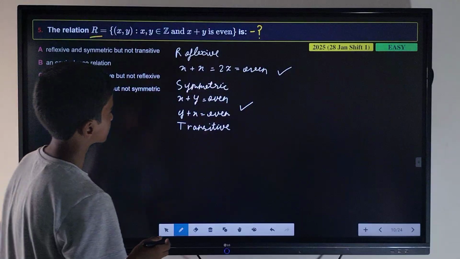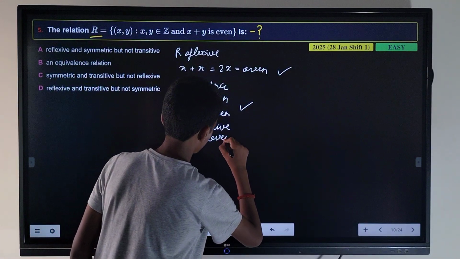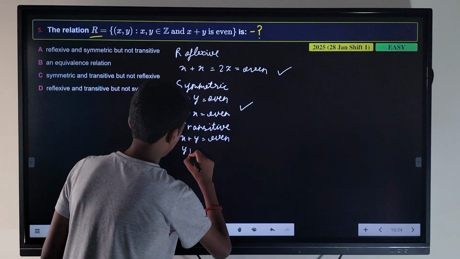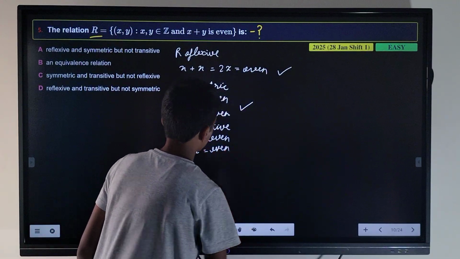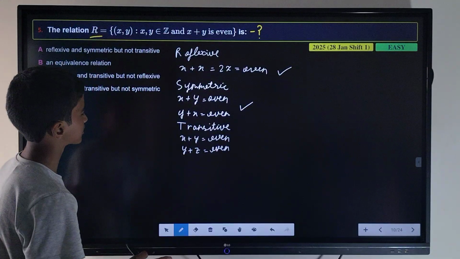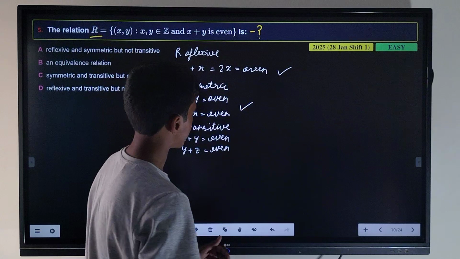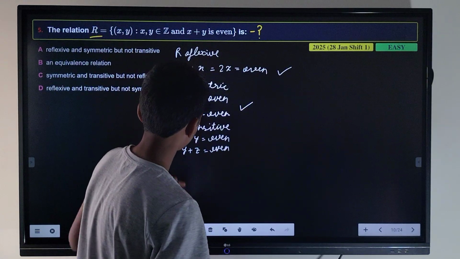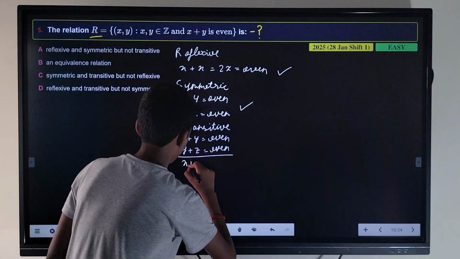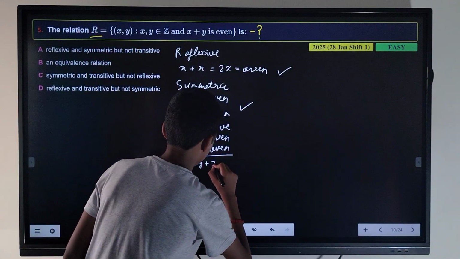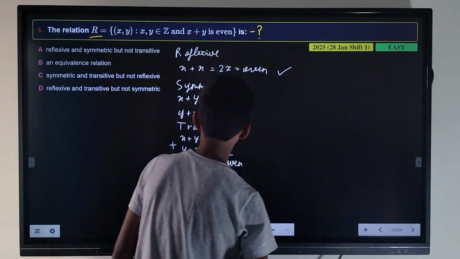Our relation is transitive if x plus y is equal to even and y plus z is equal to even. Now if our relation is transitive, then we need to prove our x plus z is equal to even. From here we are going to add both of these equations. We will get x plus 2y plus z is equal to even.